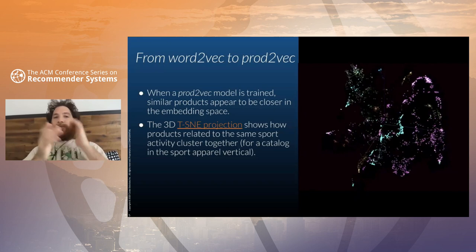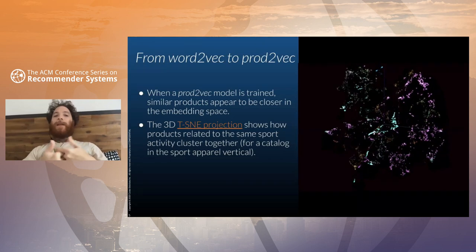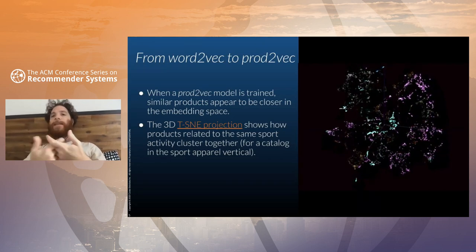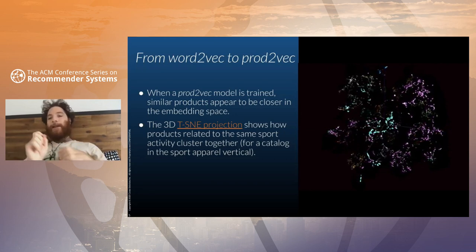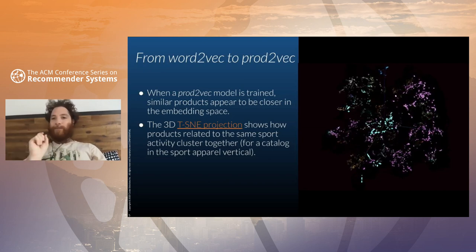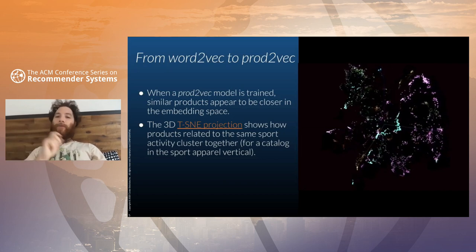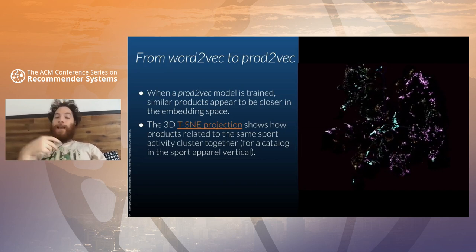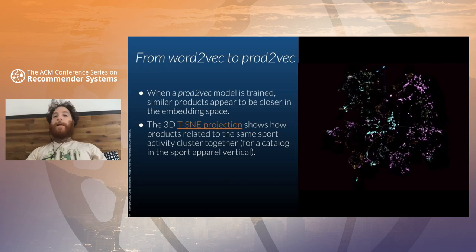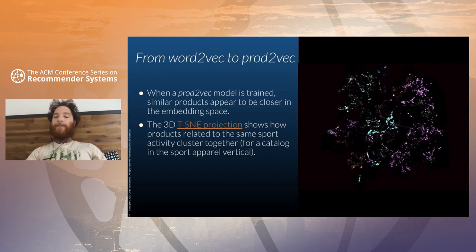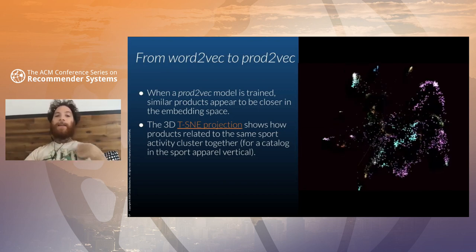When a Prod2Vec model is fully trained, as in the case of Word2Vec, similar products appear closer in the embedding space. As you can see here in the picture, every dot represents a product in a target shop, color-coded by sport activity. This is a sport apparel shop. For example, violet products are related to running, light blue products are related to soccer, and so on and so forth. As you can see, Prod2Vec, which is totally unsupervised and just works with shopping sessions, achieves a pretty good result, even to the naked eye, in clustering the space in a meaningful way.